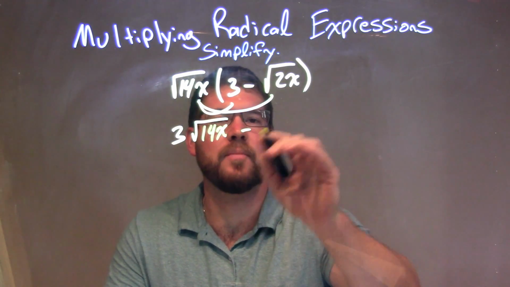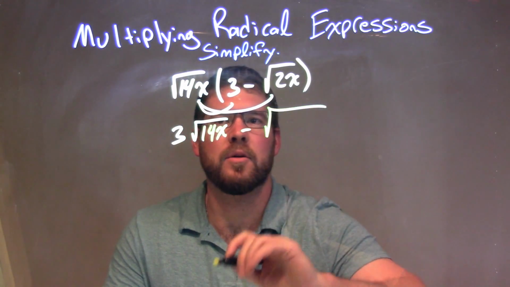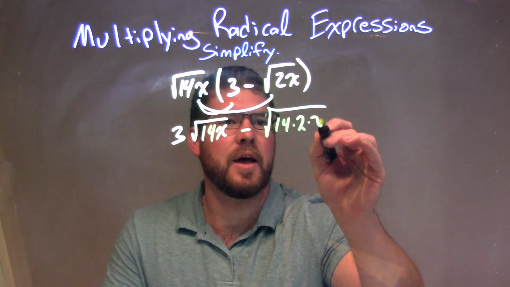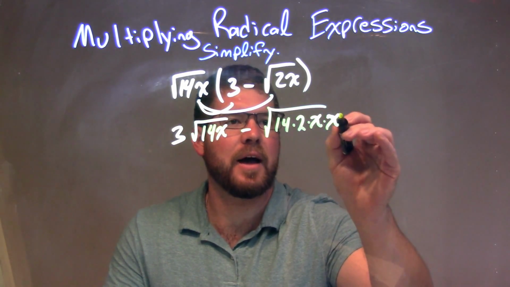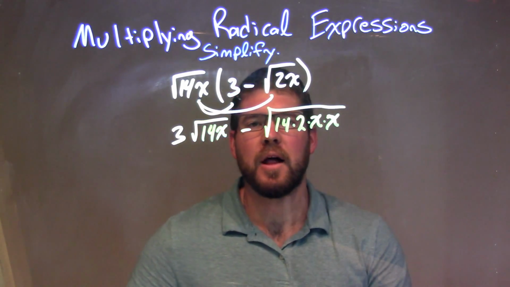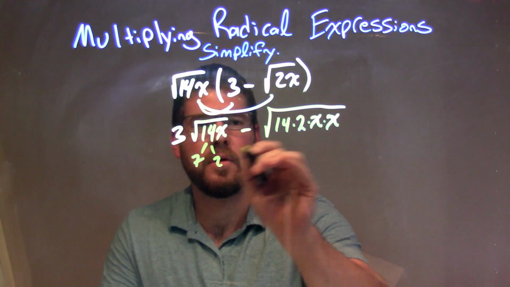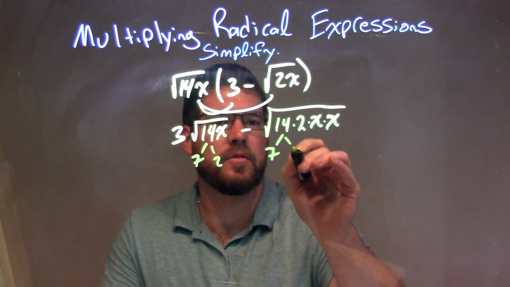So the minus sign comes down. So we can combine them all together under one big square root. 14 times the 2 times the x times the x. Okay. So now let's see if we can break some things down here. 14 is 7 times 2. And we can do 7 times 2 here.